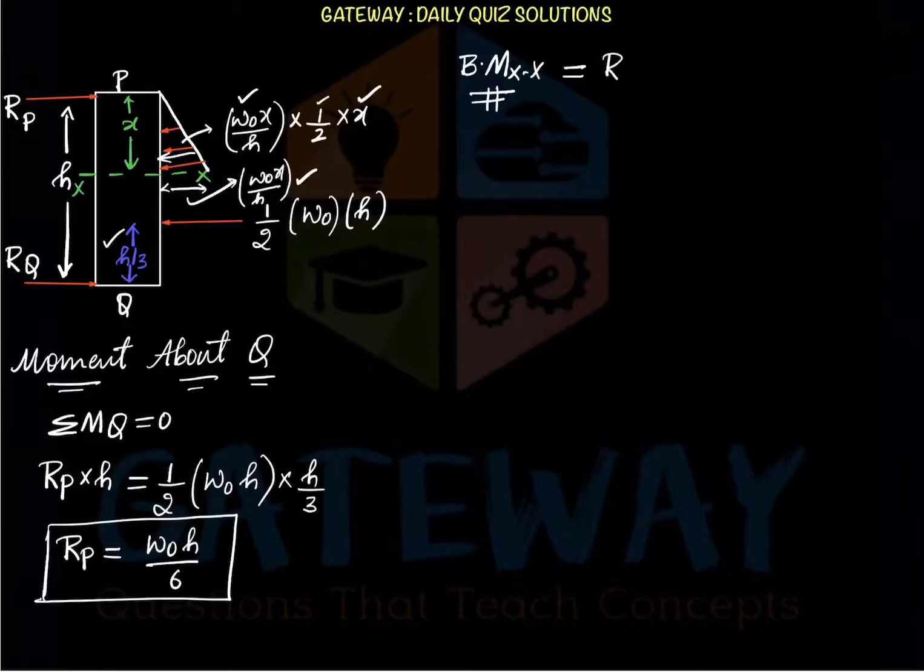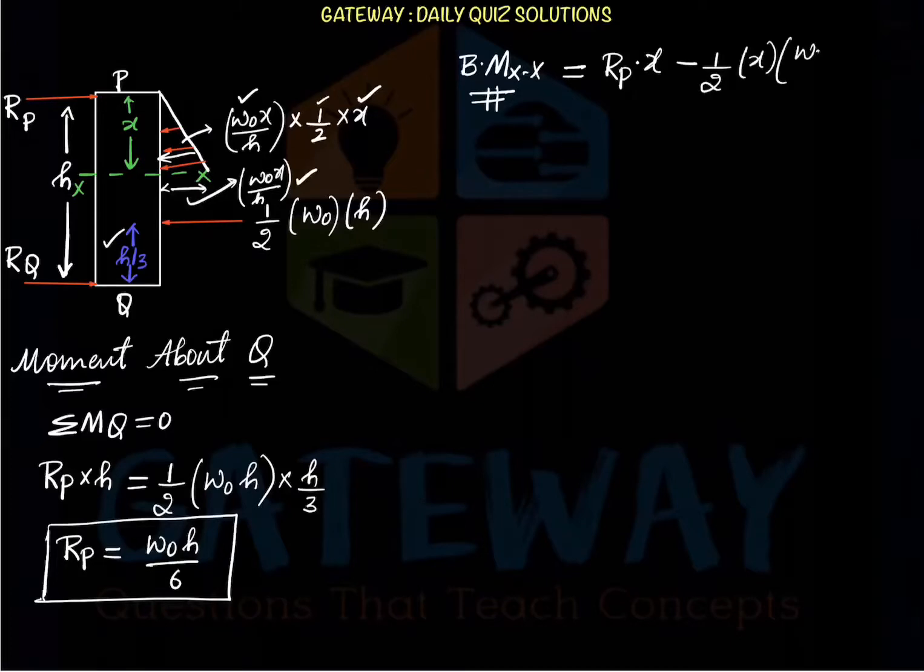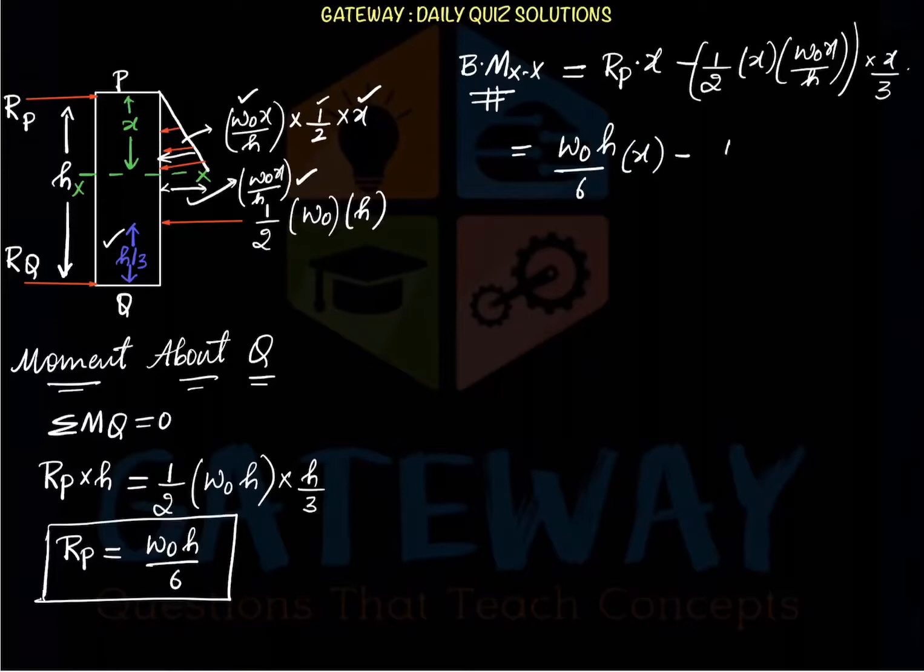on the top we have RP, and at a distance of x it causes a bending moment of RP into x, minus half into x into W naught x by h. This is the total load acting, and it is acting at a distance of x by 3 from the base, nothing but from the XX cross section. Okay, and RP is nothing but W naught h by 6. Substitute RP, we will get W naught h by 6 into x, minus, simplifying this we will get W naught x cube upon 6h.